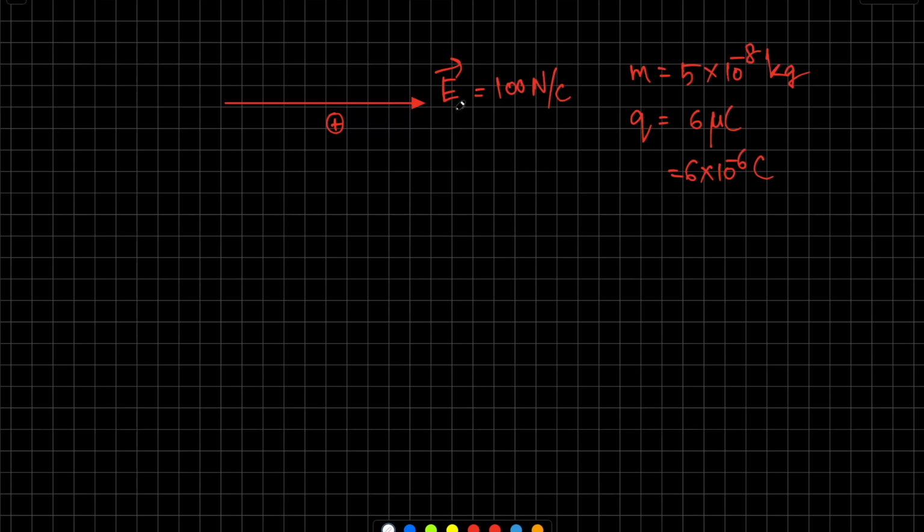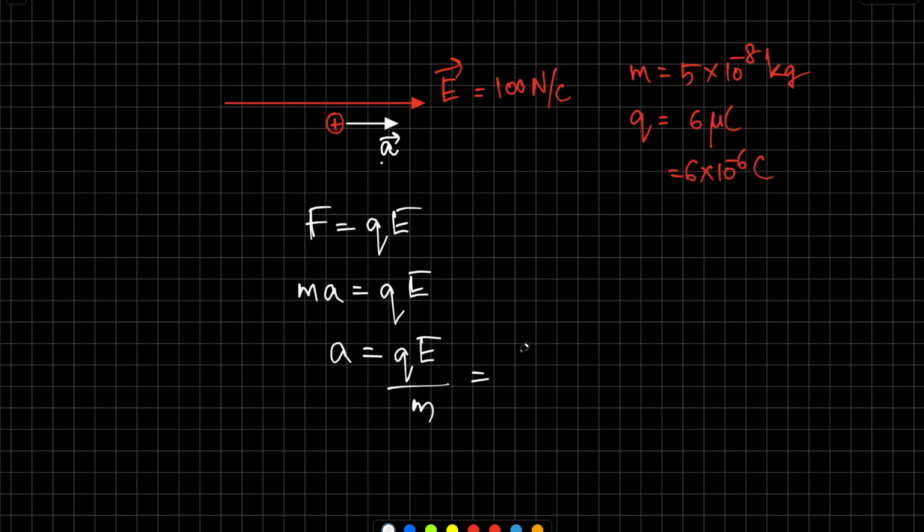Our electric field is towards right. A positive charge would accelerate in the same direction as that of the electric field. Now, how do we find the acceleration? This is the equation, F equals QE, where force is ma. So ma equals QE and a equals QE by m. Q is 6 times 10 to the power of minus 6. Electric field is 100. Mass is 5 times 10 to the power of minus 8. 12,000 meter per second squared.